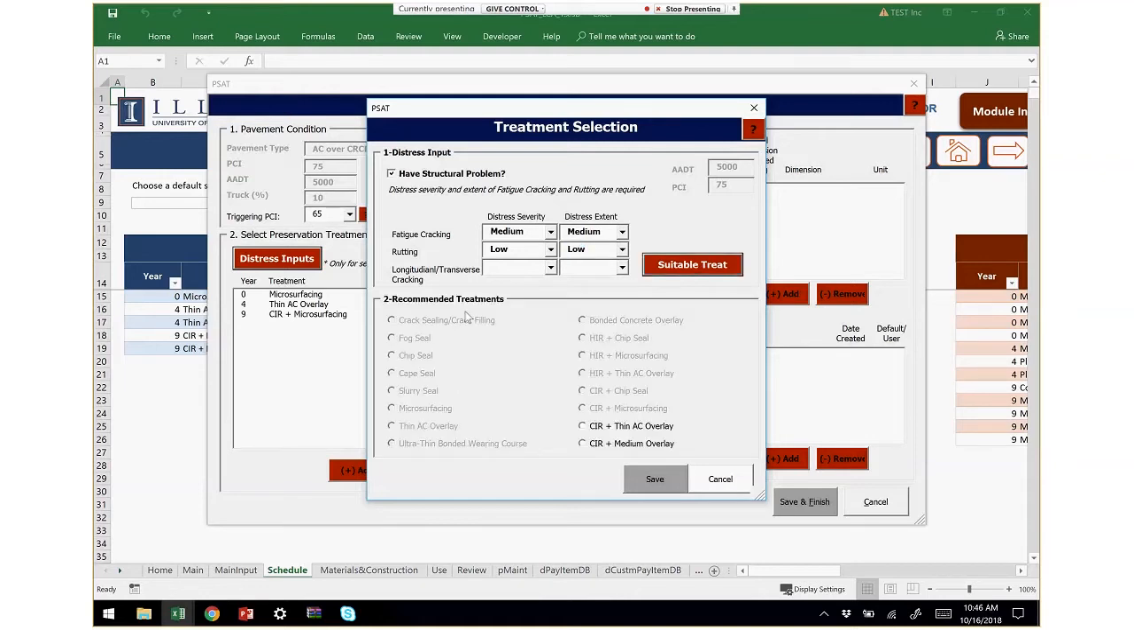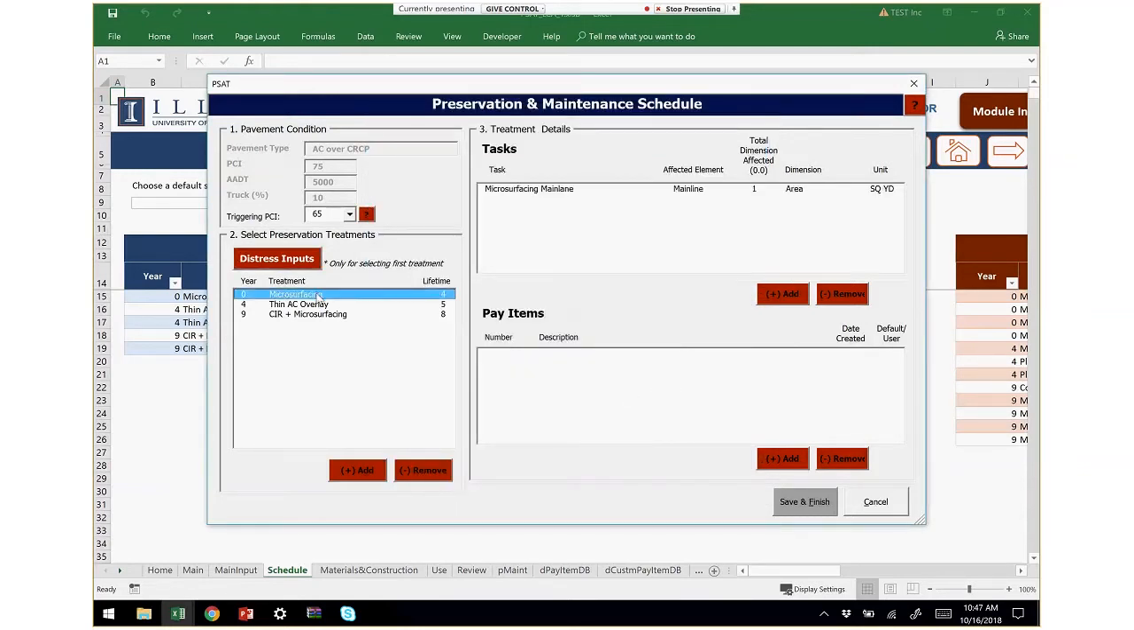This tool really gives us some of the options, and you can see many of the options that are eliminated because I've selected that the section has a structural problem. So this only gives us the option that is really something we consider as heavy rehabilitation, because the section is experiencing some structural issues. But if you don't have structural issues, you may see that there are many of these options available to you to choose as part of your scheduling activities.